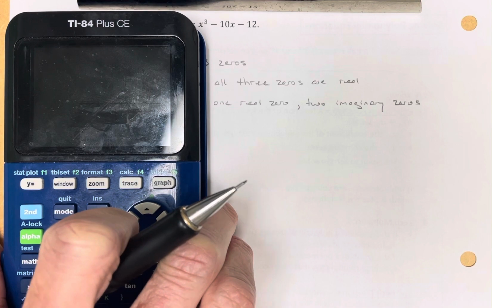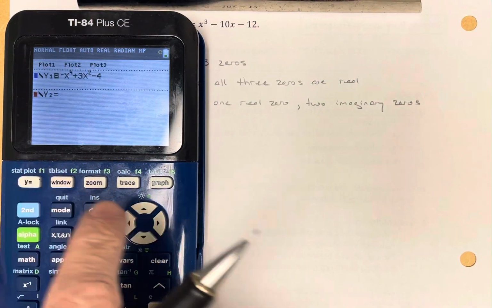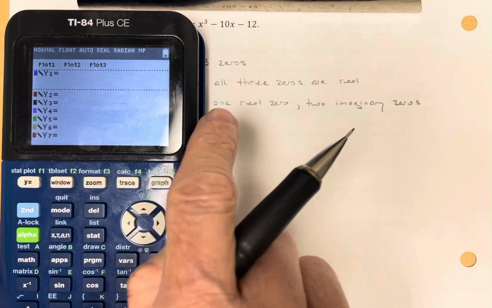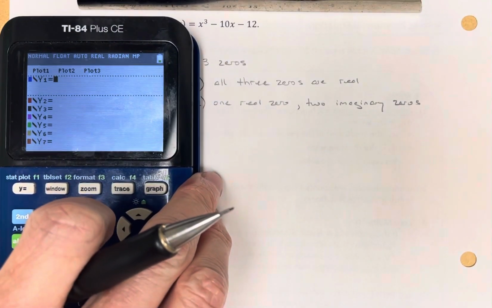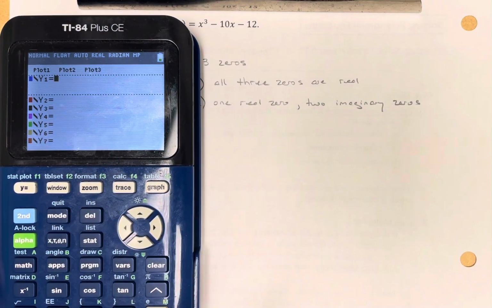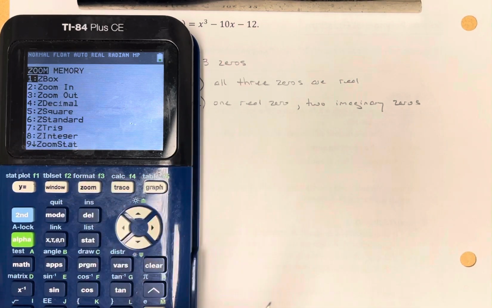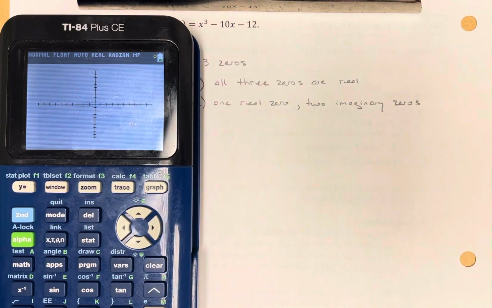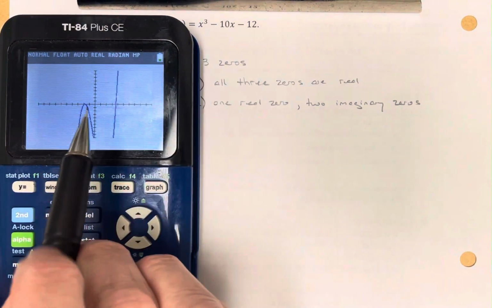If we know we have one, let's find it. We hope it's rational. Let's find it. So y equals, let's clear this out. The function was up here, x cubed minus 10x minus 12. So x cubed minus 10x minus 12. I'll make sure I'm in the standard window. And here's my graph. And it turns out I have all real zeros.